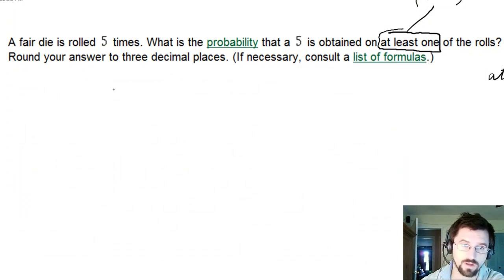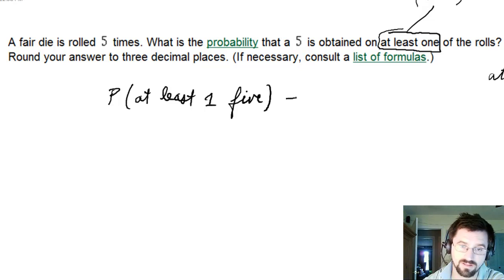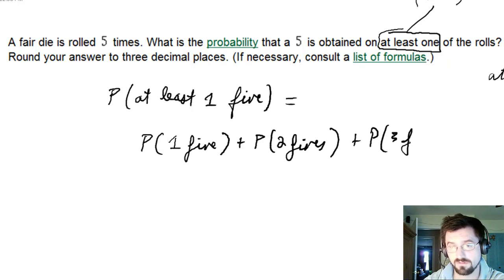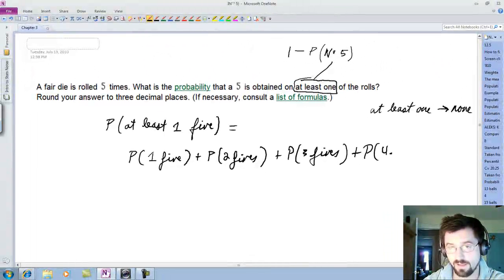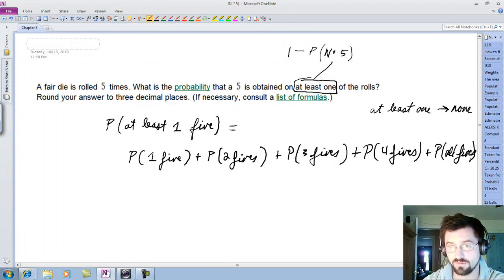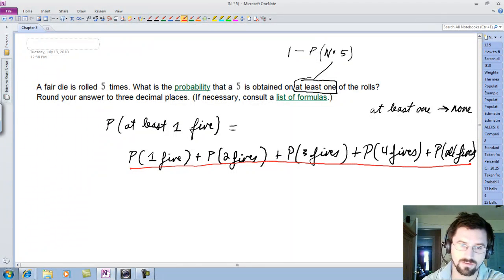In order to figure out at least 1, P of at least 1 5 is equal to the probability of 1 5 plus the probability of 2 5s plus the probability of 3 5s plus the probability of 4 5s plus the probability of all 5s. And you can see that's pretty much every possibility except for one. This leaves out the possibility of no 5s, and that's because no 5s is the complement of at least 1 5. Does that make sense?